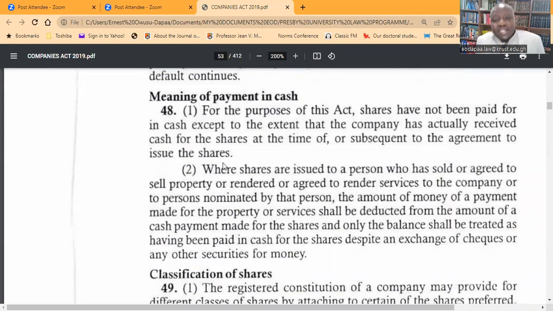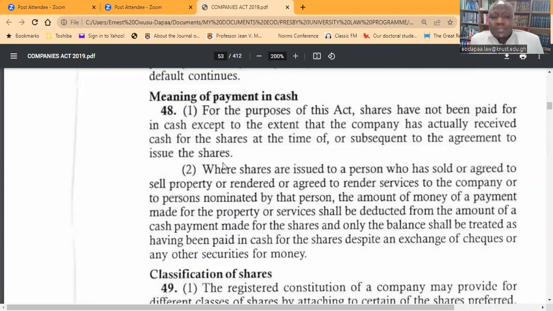And the simple position is that you are said to have paid for the shares by cash when the shares are given to you. You immediately give cash, or you decided to pay maybe for the shares at a later date, and you are going to pay by cash. That will also suffice as payment in cash.